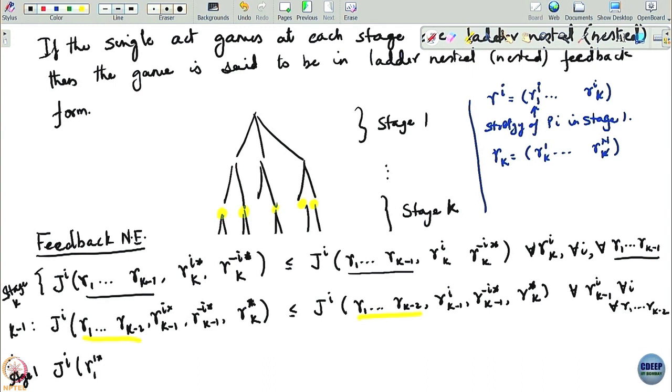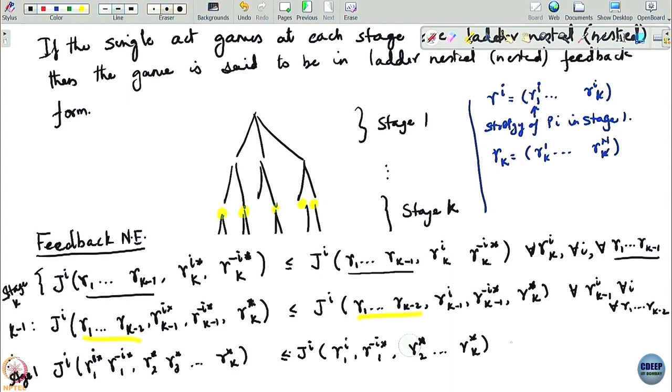So gamma I star 1, gamma minus I star 1, and then gamma 2 star, gamma 3 star, all the way till gamma k star, is less than or equal to J I of gamma I 1, gamma minus I star 1, gamma 2 star, up to gamma k star. So this is for all gamma I 1, for all players I, and there is no other for all left, because you are at stage 1, so there is no history up till now. Is this clear? So this is a feedback Nash equilibrium.